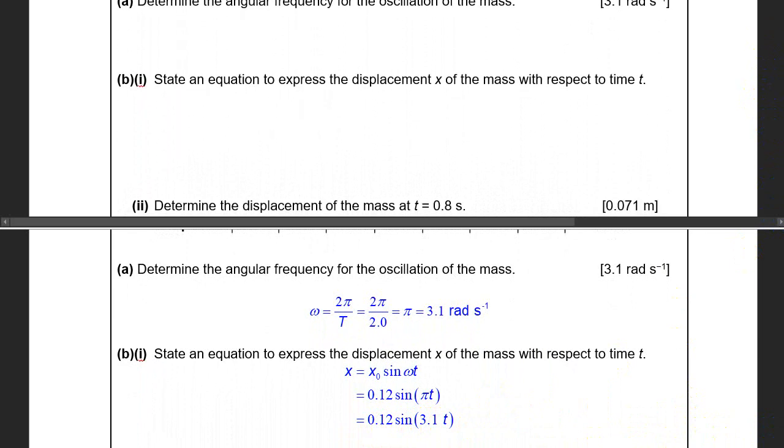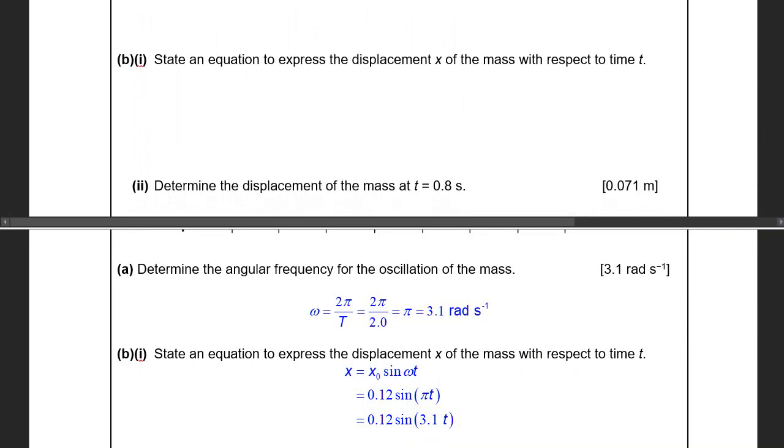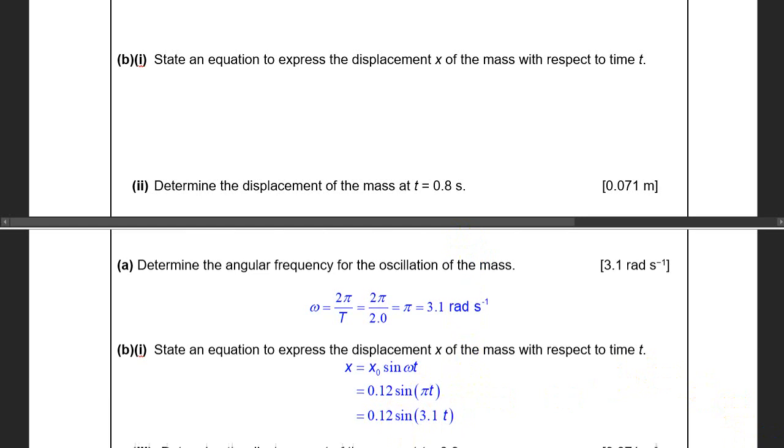Part 2, determine the displacement of the mass at t equals 0.8 second. Basically, it's just using this equation. We sub in t equals 0.8, and find the corresponding x value. But take note, when you sub in t equals 0.8 and do a sine, this is in radian. So make sure your calculator is in radian mode.